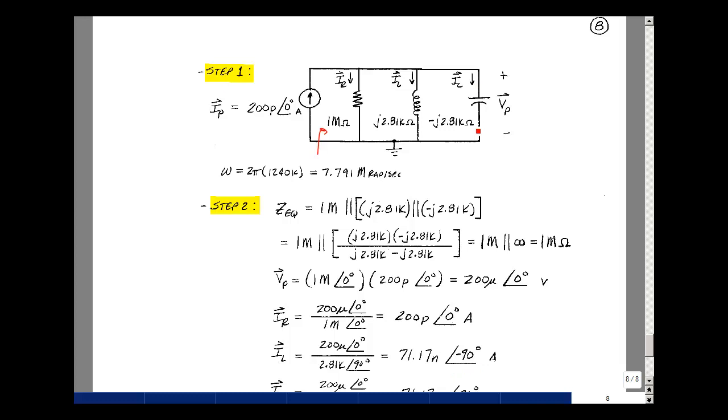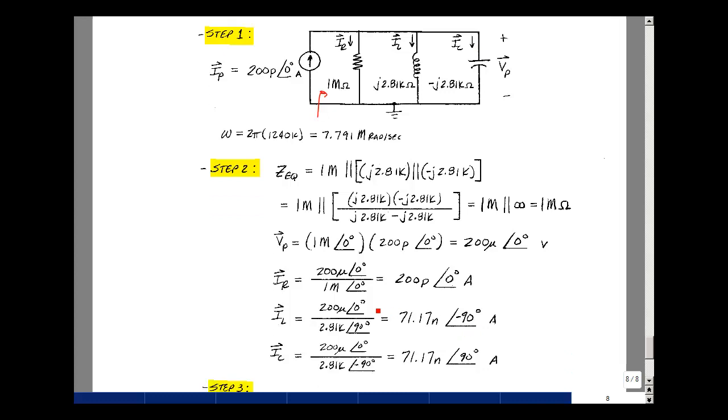Do the same thing for the capacitor. The voltage of 200 microvolts at angle 0 divided by the impedance, which has magnitude 2.81k, and now the angle is equal to minus 90 degrees. That becomes a ratio of 71.17 nanoamps. The angle of the numerator minus the angle of the denominator gives me a plus 90. These have the same magnitude, but they're 180 degrees apart. So what's happening here is all of this current from I sub p is flowing into the resistor, and this current is flowing in here. There's actually no current between these two elements.